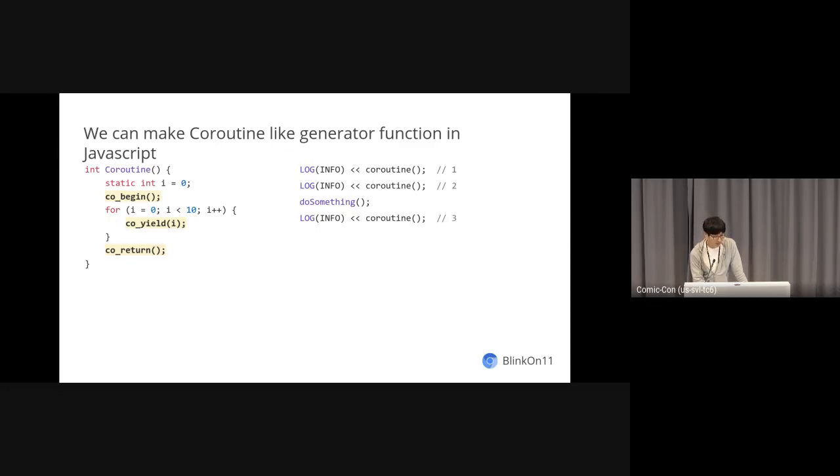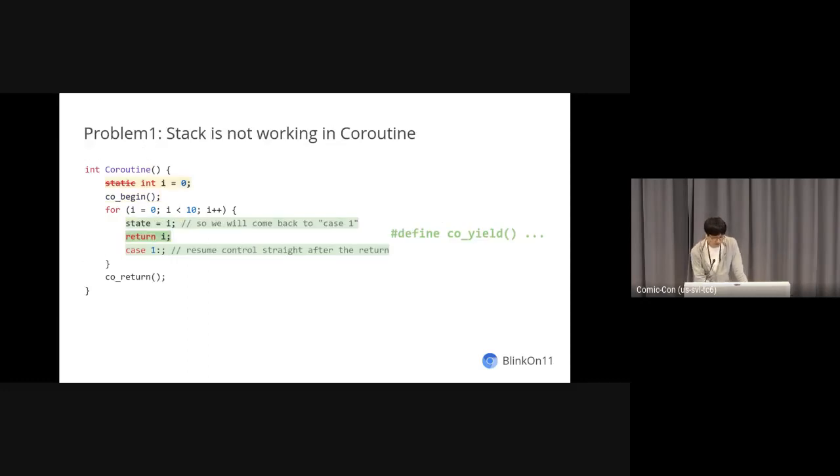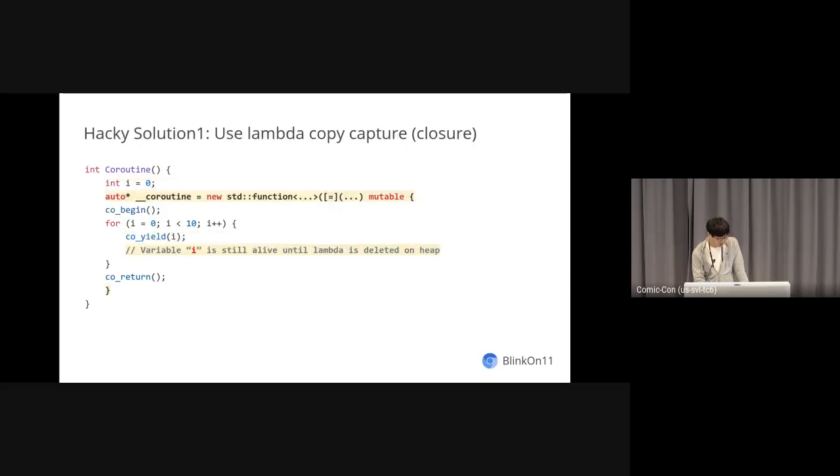Then we can make a simple coroutine like a generator function in JavaScript. But there is a problem. The stack is not working in the coroutine because the stack might be destroyed by the return statement. To fix the problem, I used lambda capture. If we create the lambda object on the heap, then the captured variables are kept until the lambda is destroyed from the heap.